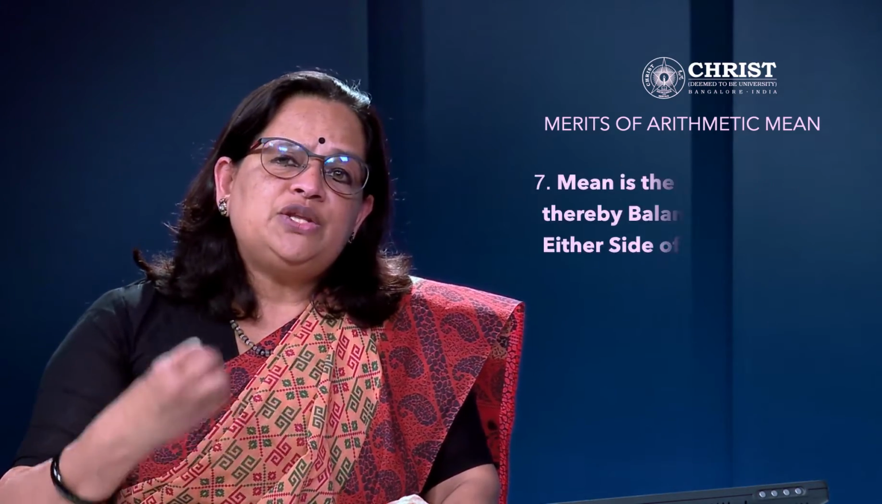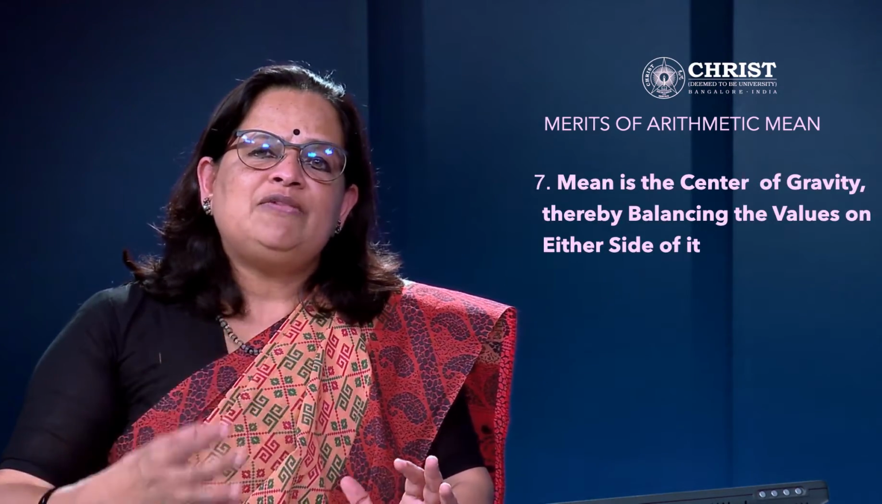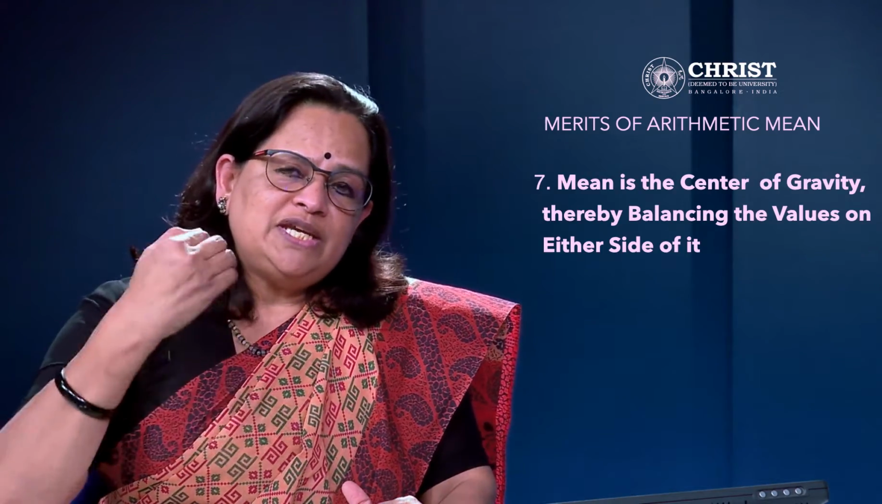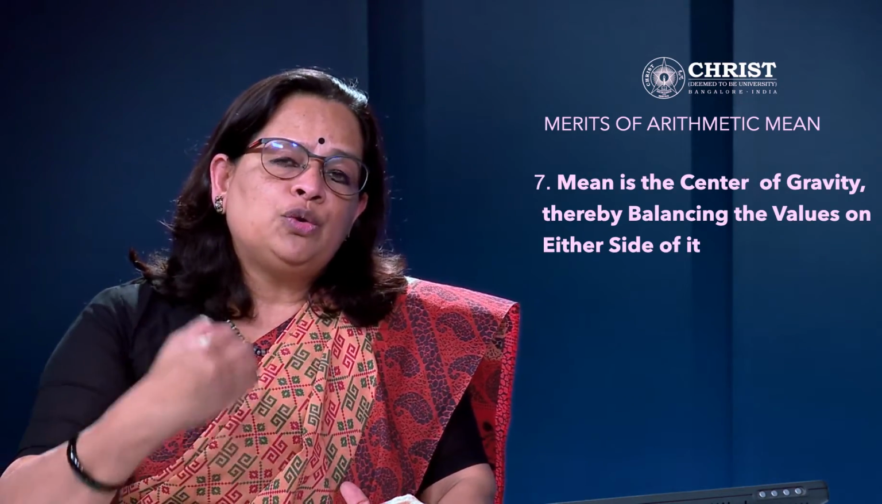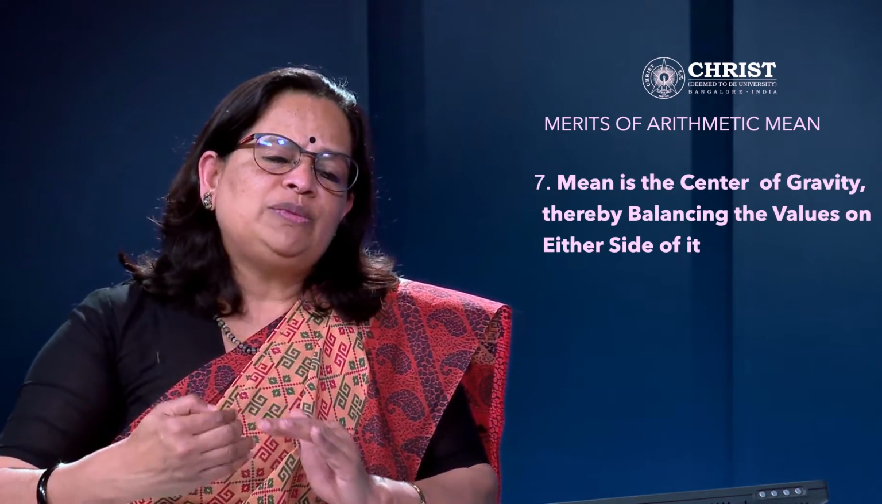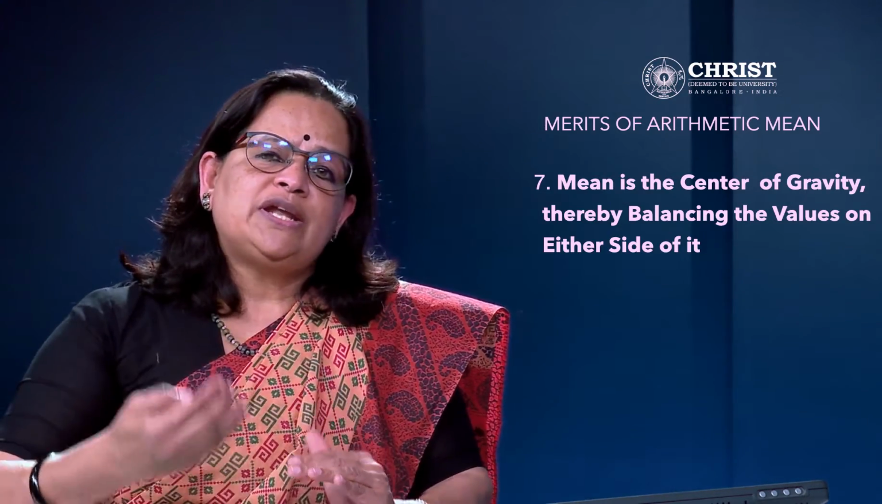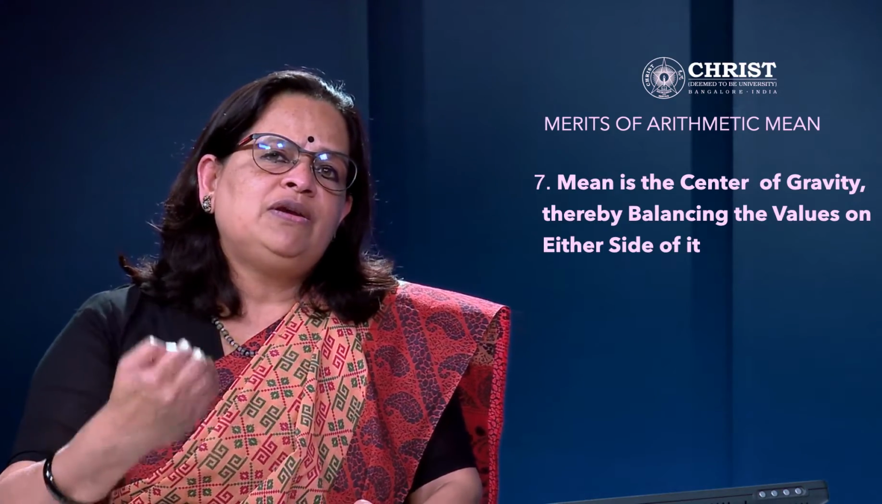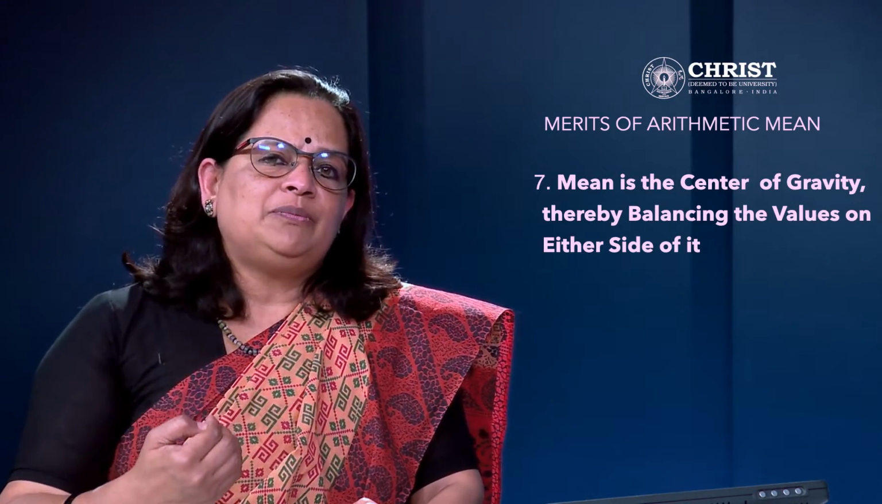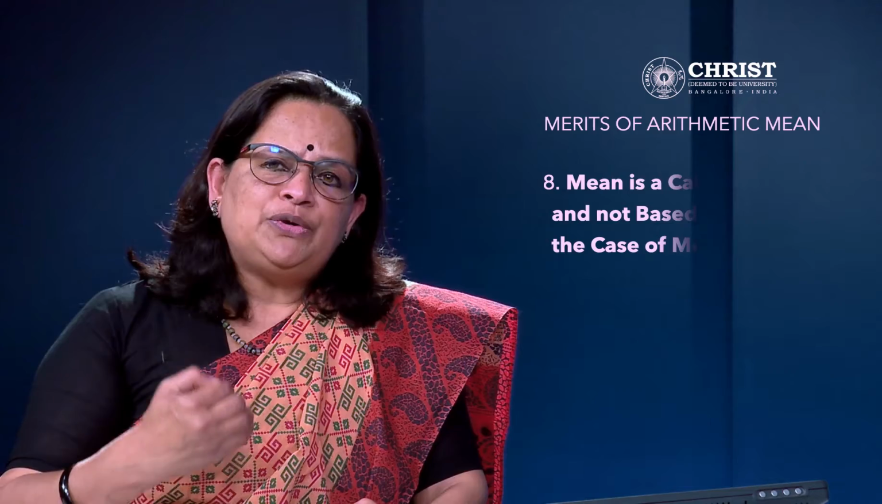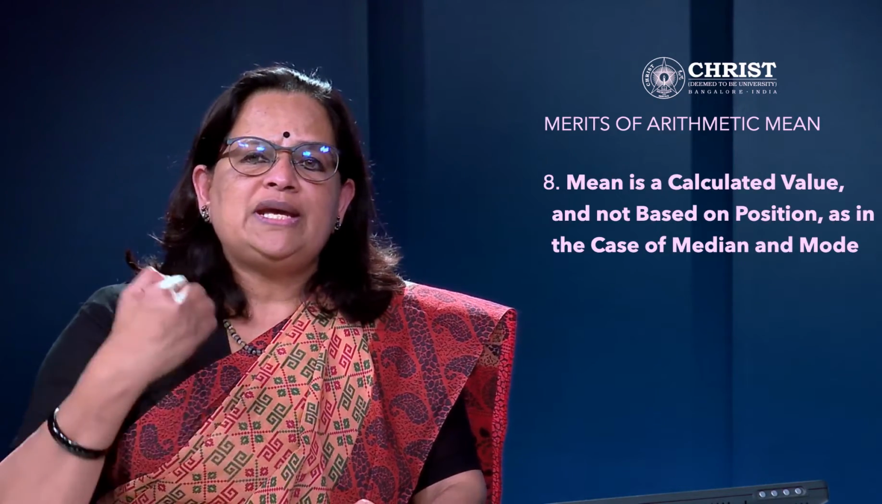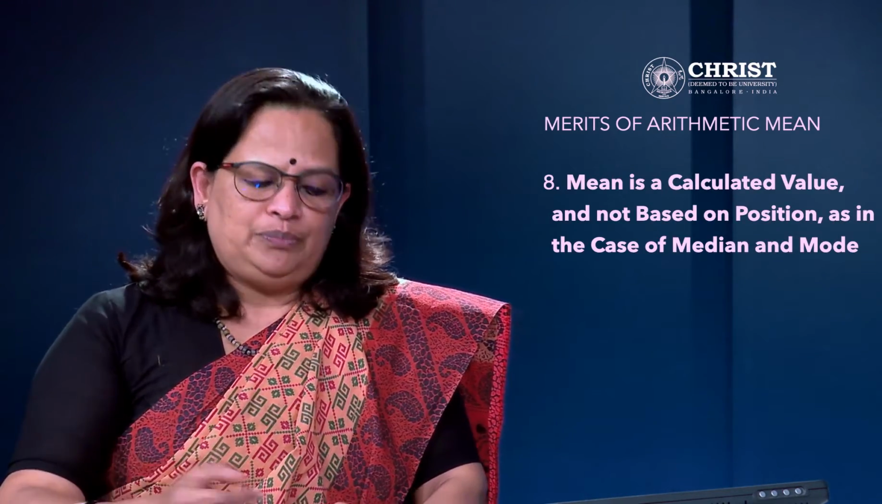Now, mean is the center of gravity, thereby balancing the values on either side of it. When we take mid values for computation in a group frequency distribution, we assume that an equal number of values are below the midpoint and an equal number of values are above the midpoint. So this is a feature and an advantage of arithmetic mean. Mean is a computed value and not based on position as in the case of median or mode.